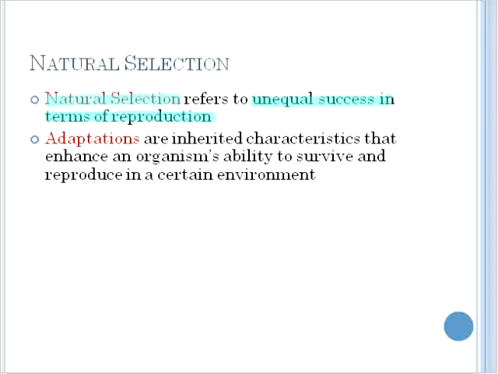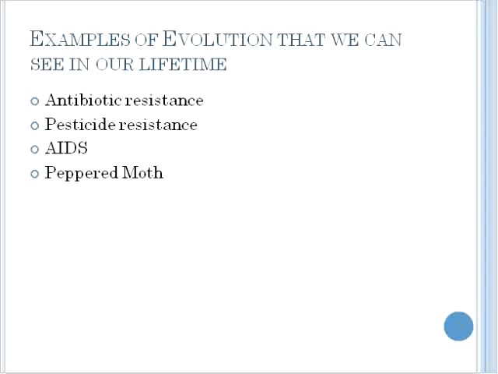Adaptations are inherited characteristics that enhance an organism's ability to survive and reproduce in certain environments. Throughout our lifetime, we've seen antibiotic resistance develop. That's natural selection. Pesticide resistance. The acquired immune deficiency syndrome taking place with the virus evolving there. The peppered moth. All those provide examples of evolution that we have seen.